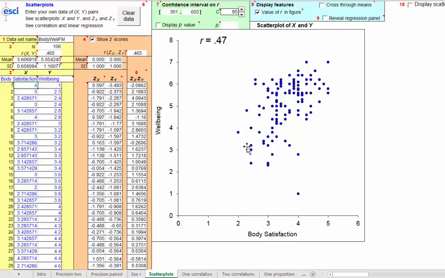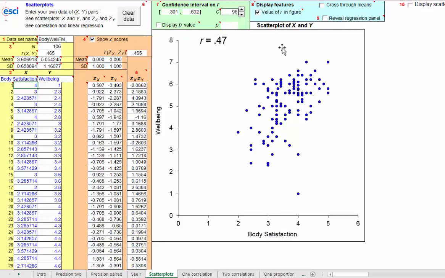Overall, there's a broadly positive correlation between the two variables. In fact, we measure R, Pearson R correlation, at 0.47. R can range from +1 to -1, with 0 being no correlation at all. And here we've got moderate positive correlation. So in general, well-being scores and body satisfaction scores, high go together, low go together, but with lots of scatter.